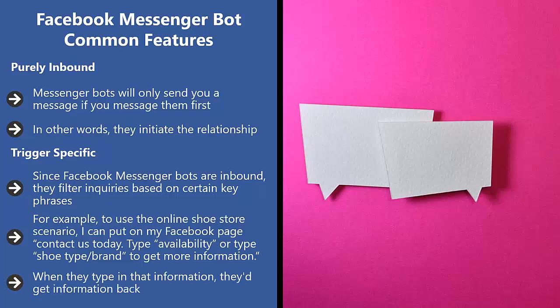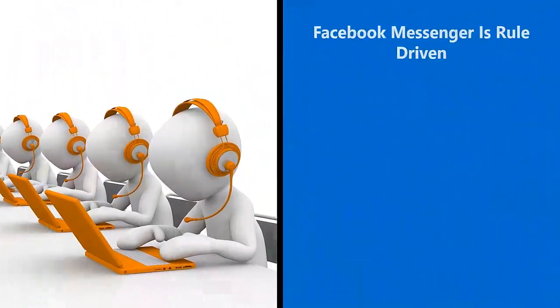When they type in that information, they'd get information back. If they type the wrong information and it doesn't prompt the right feedback, I can put a generic catch-all message that notifies them that I read all engagements, and once regular business hours resume, I will get in touch with them through Facebook Messenger. Facebook Messenger is rule-driven.